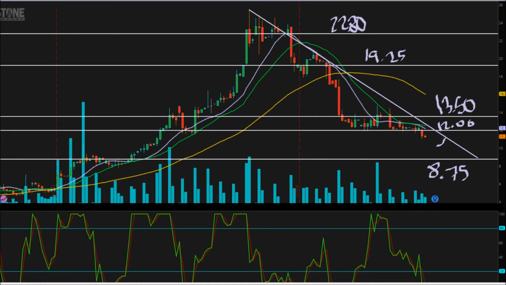If we start testing that downtrend line here, well, we're already quite a ways away from that $12 area, and it's looking more and more likely that we'll make lower highs, lower highs, lower highs, and lower lows all the way down to 875. So really, SGY, we want to see it push back up to $12 and break that trend line, and then start working its way up to 1350.